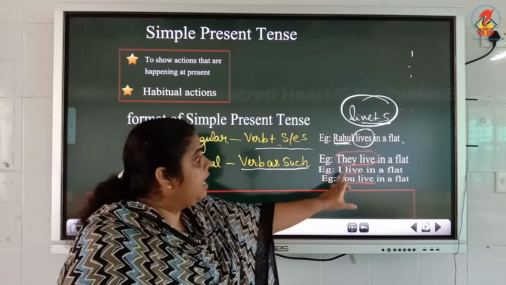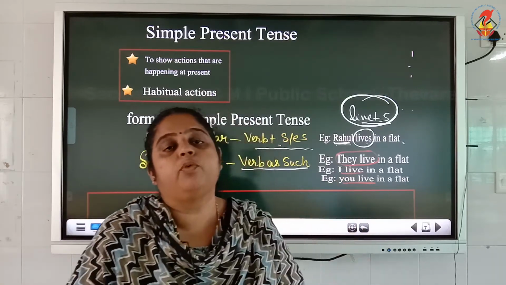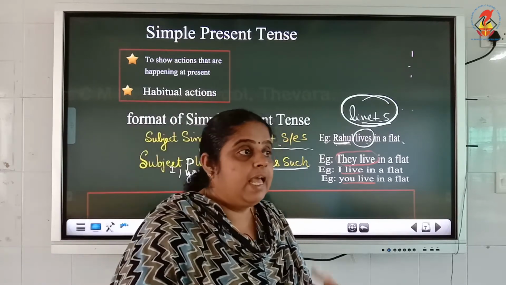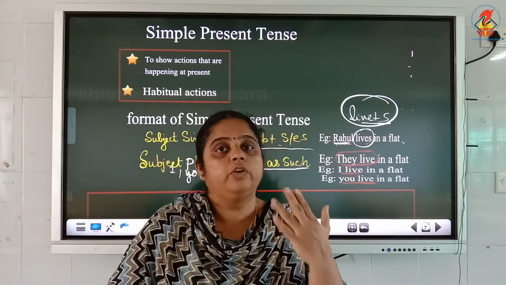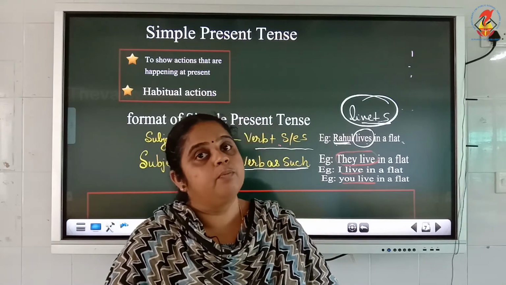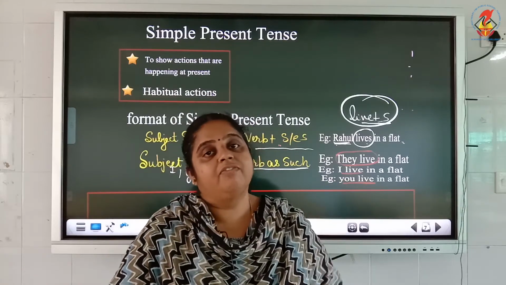They are plural. I and you also. I, even though singular, we use the plural rules. Here, I live in a flat, and you, I already told you, you can be used both as singular as well as plural. I live in a flat, you live in a flat.